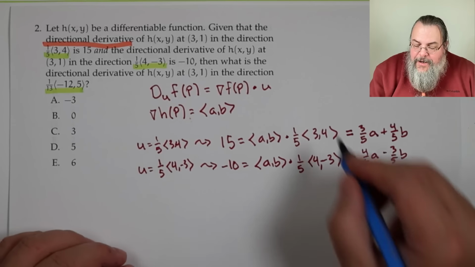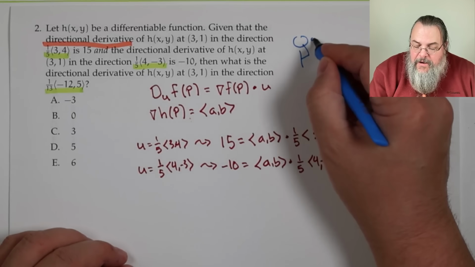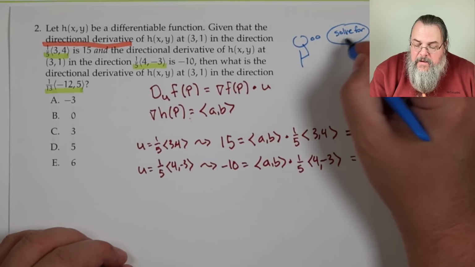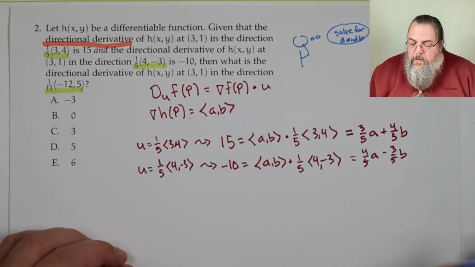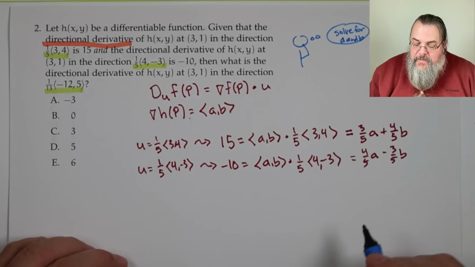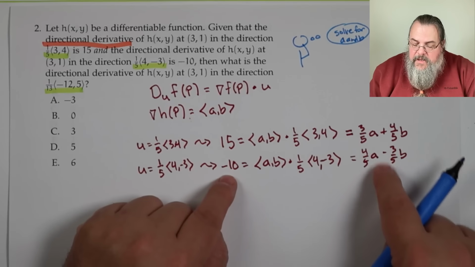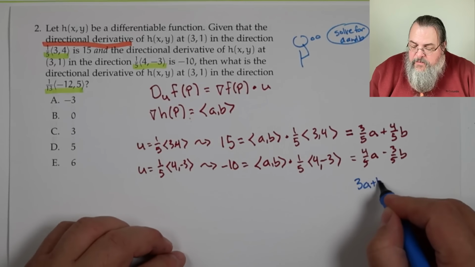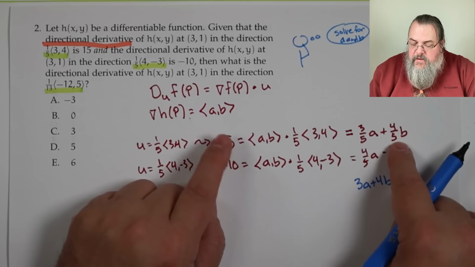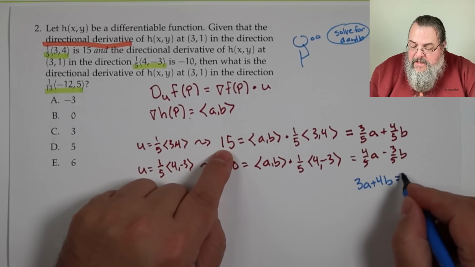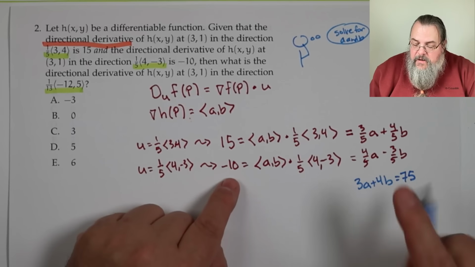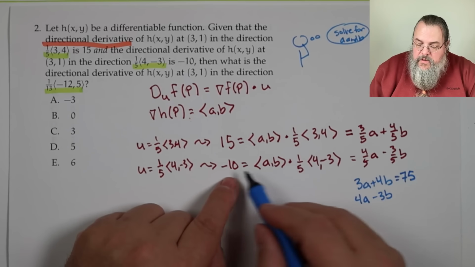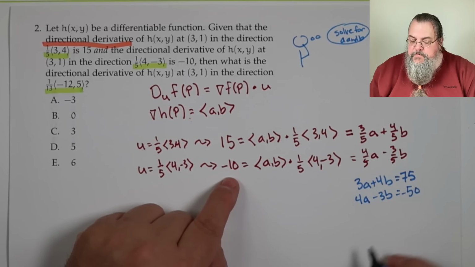Okay, so now our new plan. We're going to solve for a and b. That's our plan. Well, let's rewrite this formula. I'm going to multiply both sides by 5 in both equations just so we can get rid of fractions. So we get 3a plus 4b equal to 5 times 15, that's 75. Here, 4a minus 3b is equal to minus 50.